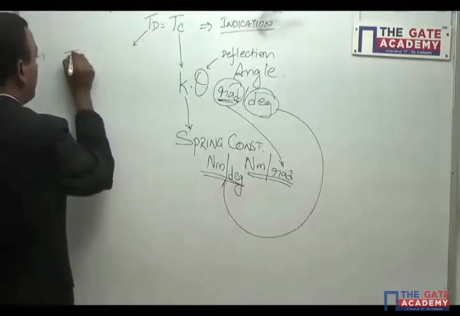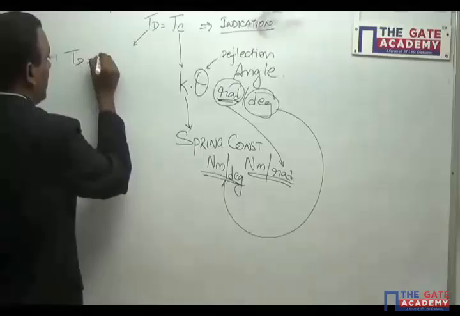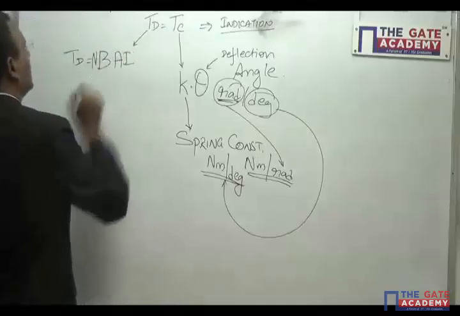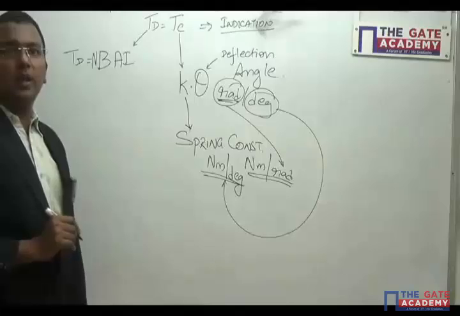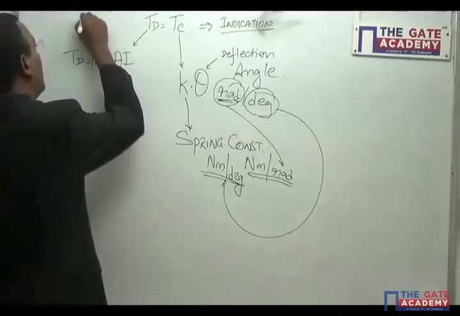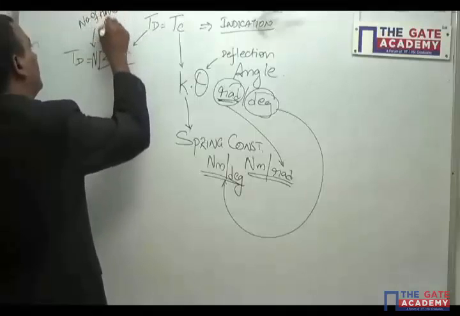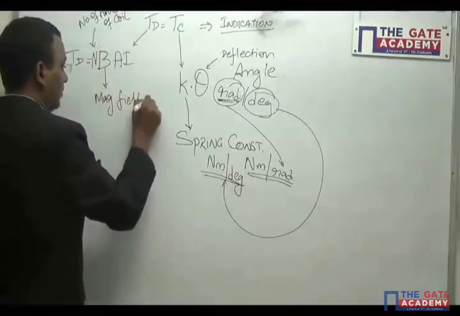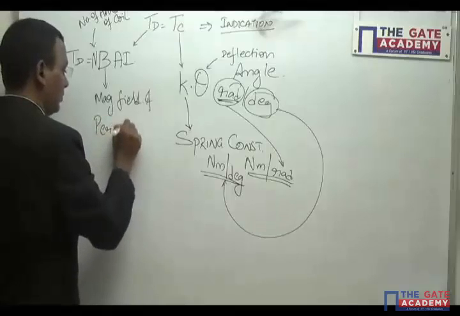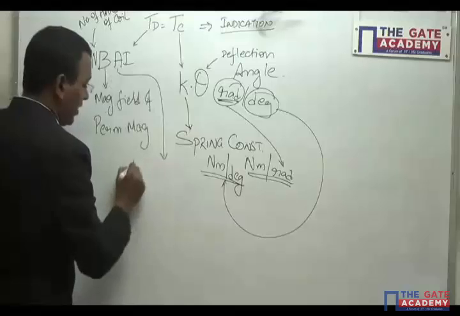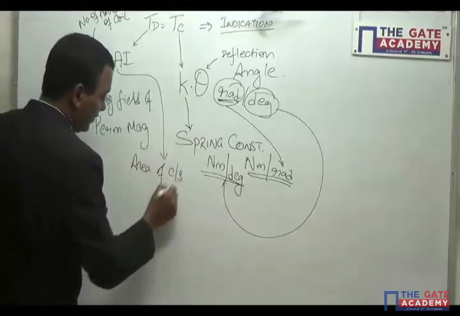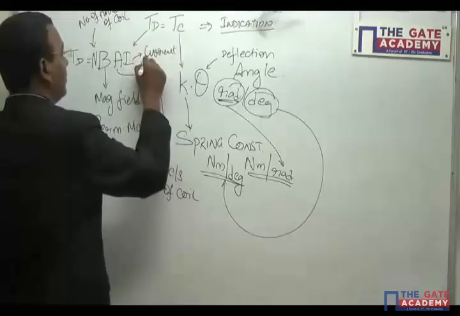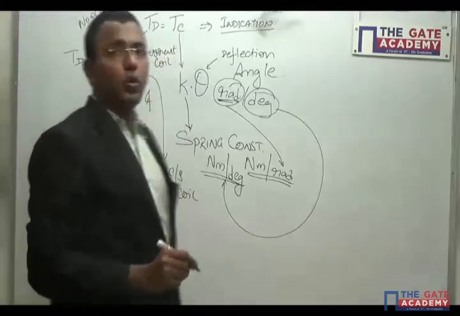The deflection torque will be NBAI, this is the equation of your deflection torque, where N is the number of turns of coil, B is the magnetic field of the permanent magnet, A is the area of cross section of the coil, and I is the current in the coil. So this is your deflection torque.